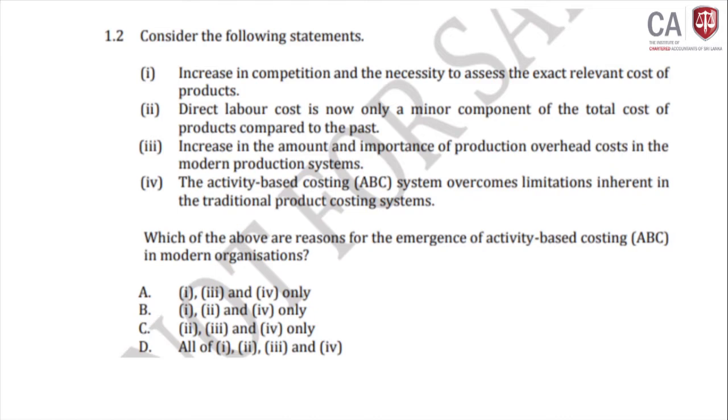Number two, direct labor cost is now only a minor component of the total cost of production, which is true because now you use a lot of machinery, right? You use a lot of automation in your processes. If you look at certain processes like packaging, in most companies you can see cobots doing packaging. You don't get humans. Therefore, most of the things that humans have been doing are now done by machines. Therefore, labor cost has become a very small proportion of the total cost of a product.